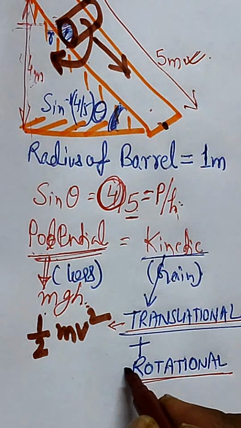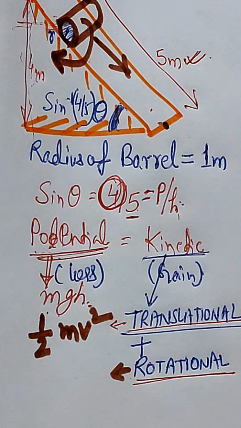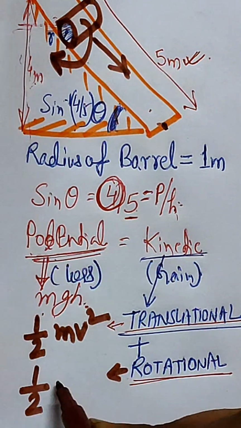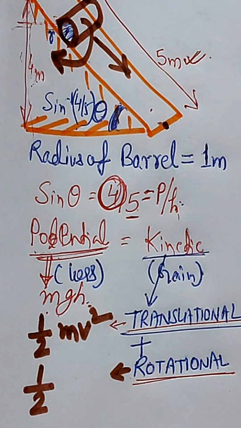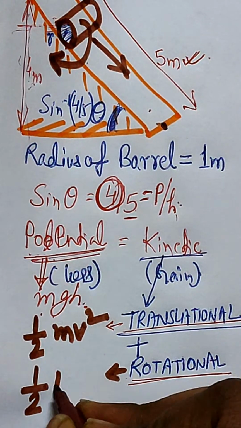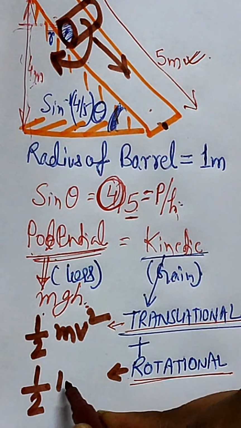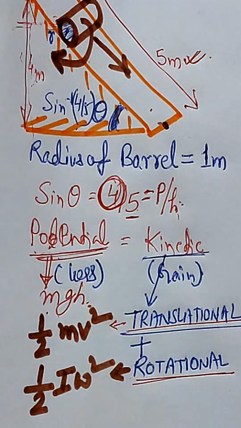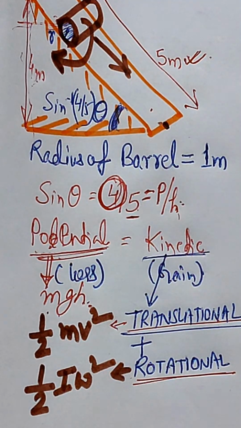And what is the value of rotational kinetic energy? Rotational kinetic energy is half I omega square, right? Half I omega square.